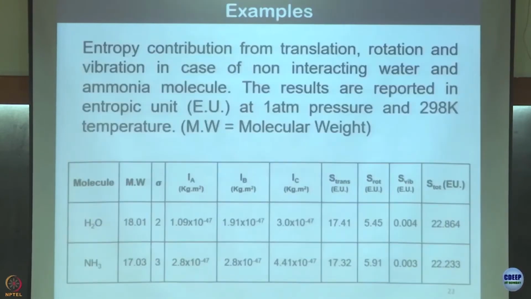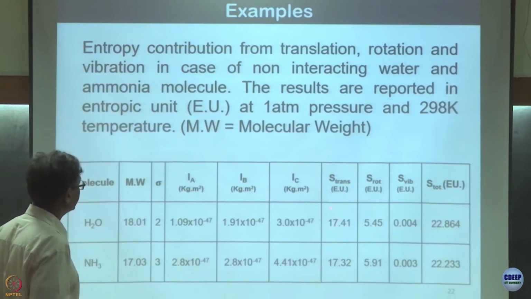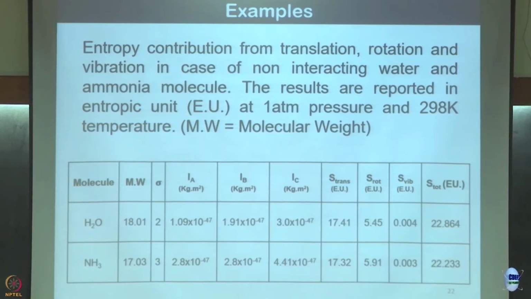is important. And here is the table for water, and translation is, this is the absolute value of entropy, that it is 17. But look at rotation, rotation is 5.45. That is, rotational entropy is about 30% of translational entropy. This is an extremely important result. For ammonia it is again similar, but look at vibration, the vibrational entropy is negligible.